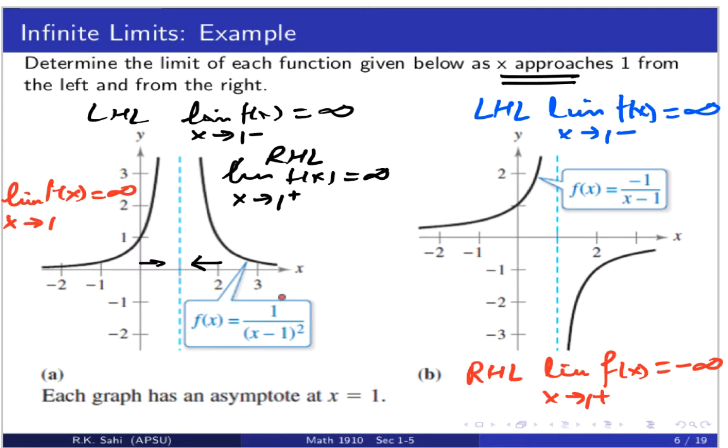Okay, notice these functions. If I look at this function f(x) and I plug in 1 in the original function, we get a non-zero over a 0. And if you remember from your algebra days, this is basically a vertical asymptote. Similarly, the second graph also has a vertical asymptote at 1, because if you plug in 1 in the function, you get a negative 1 over 0. And that's where we are going to introduce the definition of vertical asymptotes.